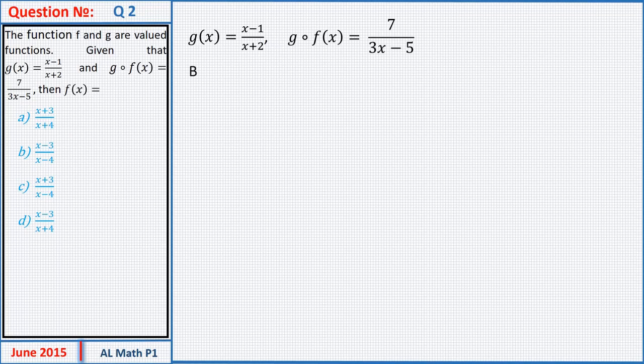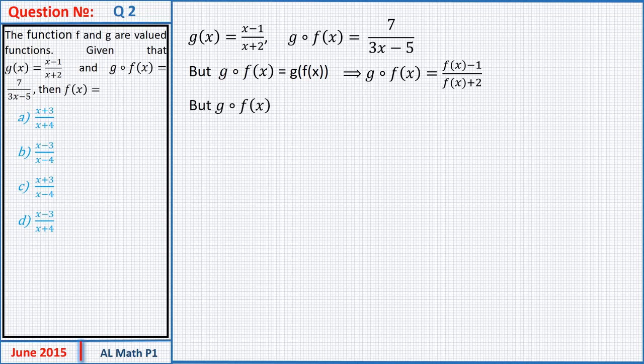So what do we do? We know g composite f of x is g of f of x. It means that in the place of x, I put f of x. So I go to my function g of x, and anywhere I see x, I put f of x. But I already know up here that they've given me that g composite f of x is equal to (7x minus 5) over (3x minus 5)... So now I equate the two. So if we equate the two, we have this.